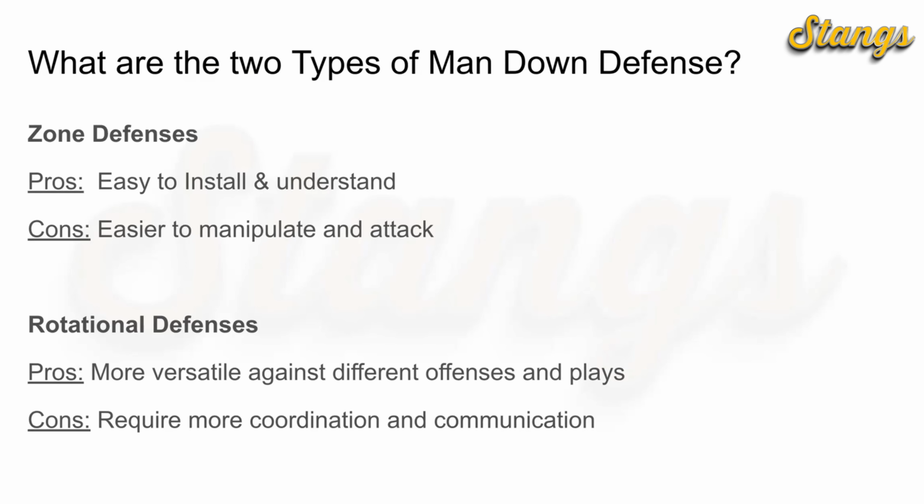So the pros for zone defenses: it's a lot easier for kids to understand and install. They have a space, an area they have to cover, and they have to cover guys in that area. Some of the cons are that because guys are stuck to an area, it's easier for offensive teams to manipulate, overload, or find ways to attack stationary targets on the defense.